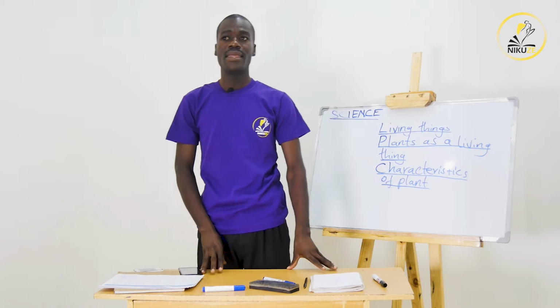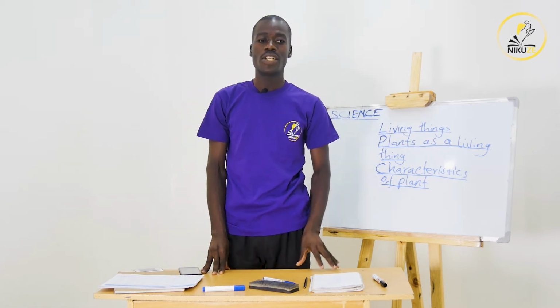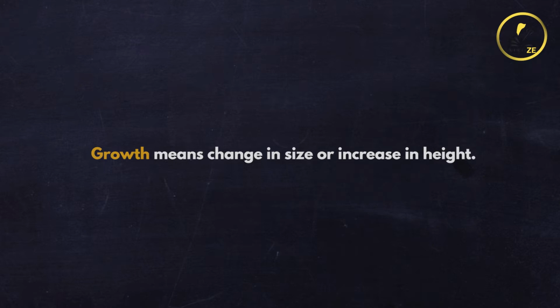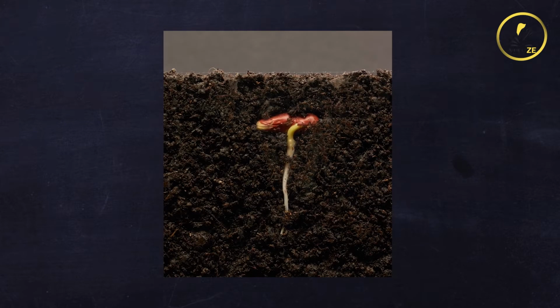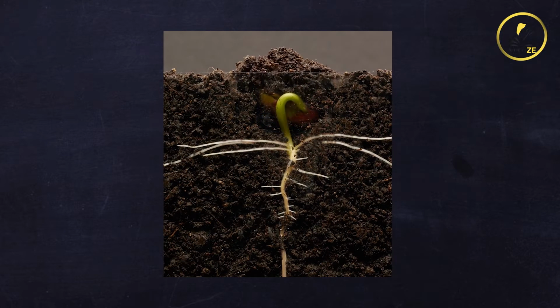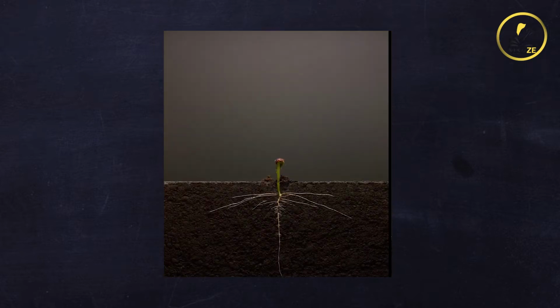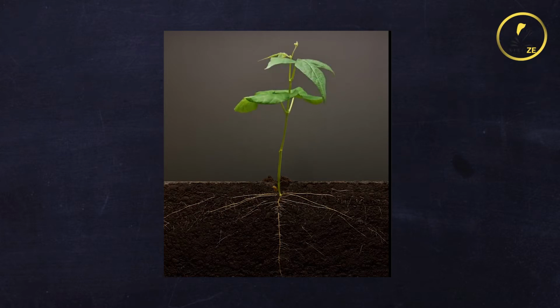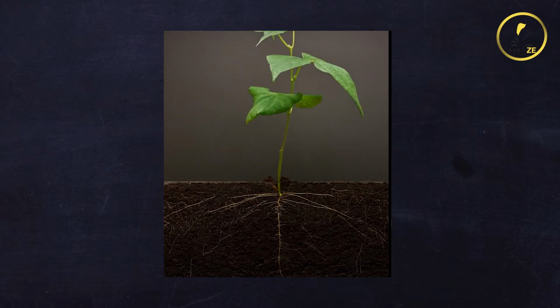So the first one, we say that plants grow. What do we mean by growth? Growth means change in size or increase in height. So when you plant, let's say, seeds in the soil, the seeds are going to germinate. Then they develop into seedlings. You will see these seedlings increasing in height. As they are increasing in height, they will reach harvesting time to show that now the plant is mature. It has matured. So that one is growth. Therefore, the first characteristic of a plant is that they grow.